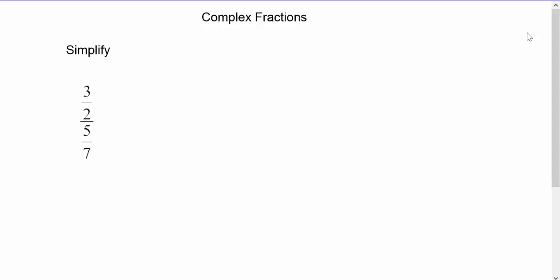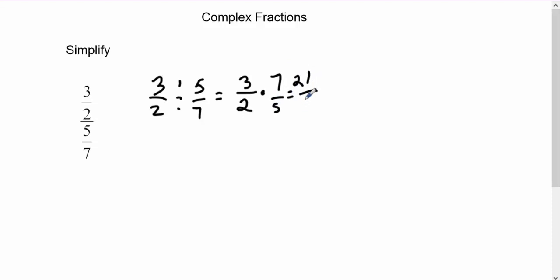Today we discuss complex fractions, and the title might sound like it's going to be a barn burner, but they're really not that complex. A complex fraction is defined as a fraction, like 3/2, over another fraction, 5/7, which in essence is the same as 3/2 divided by 5/7, which isn't really hard at all, right? And we know that we can solve that by taking 3/2 and multiplying by 7/5, which is 21 over 10.